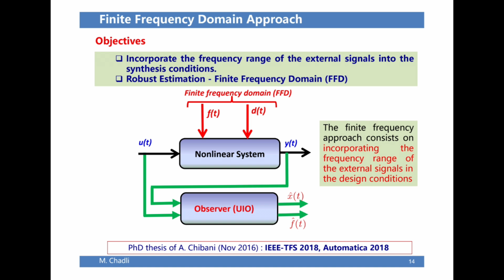So the finite frequency approach, as it is mentioned here, consists of incorporating the frequency range of the external signal. And the external signal can be, in our case here, faults, actuator faults, or sensor faults, or external disturbances. Okay? And the objective is to design the observer based on the two known signals, the input of the system and the output of the system. And the objective is to estimate the state in the presence of the fault and disturbances, and if possible, because it is generally difficult, to estimate the fault also, based on this unknown input observer.